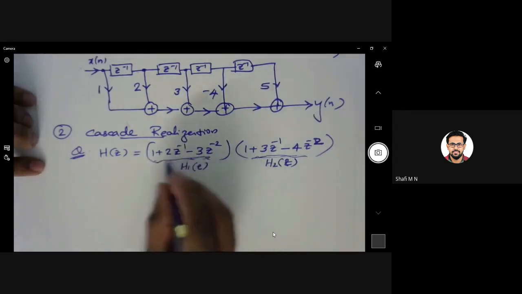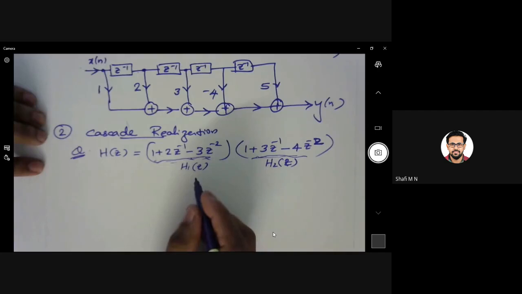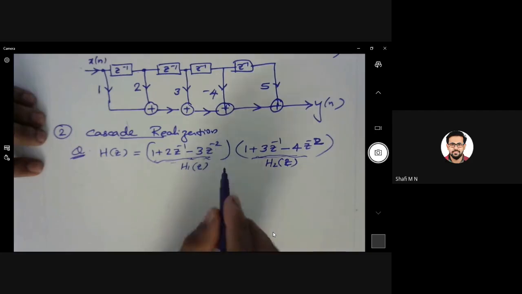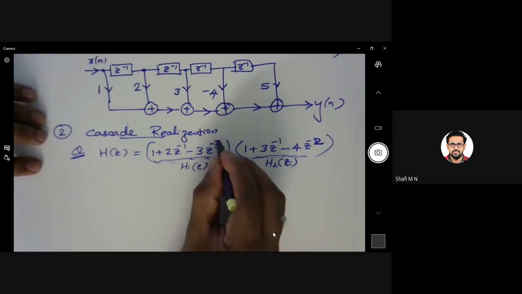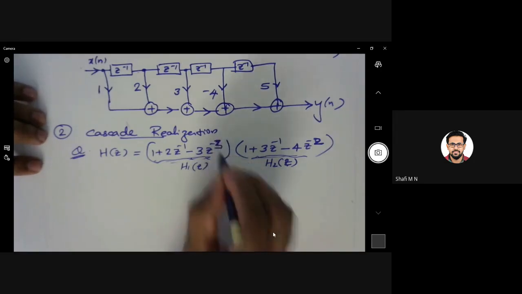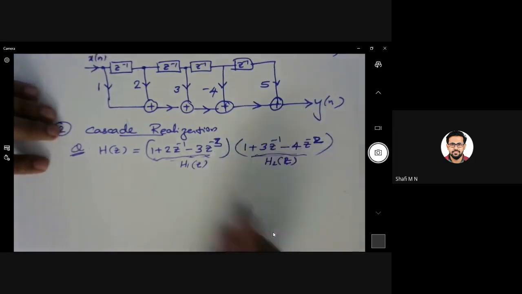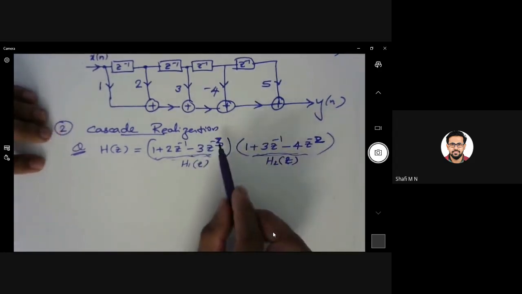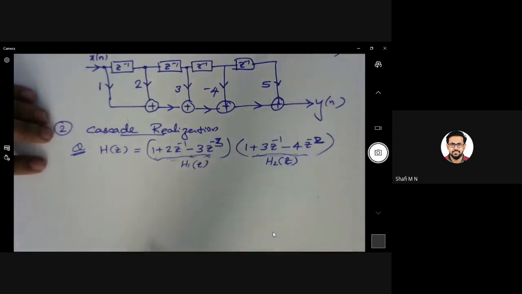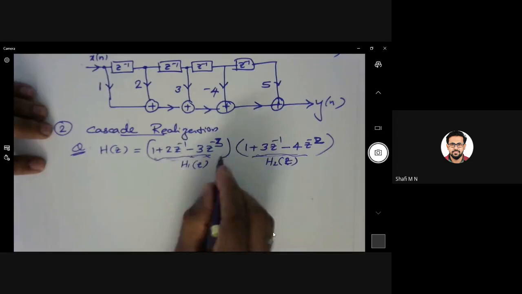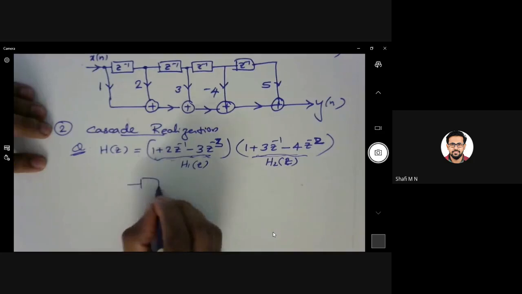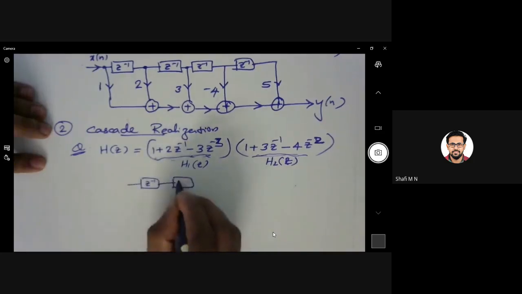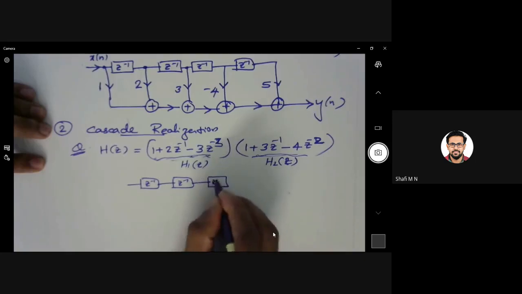How many delay elements are required to realize H1? Highest power is minus 2. Let me make it minus 3, let it be minus 3. You correct the question like this. Now tell me how many delay elements are required for H1? 3, isn't it? So let me draw 3 delay elements: z^-1, z^-1, and z^-1.